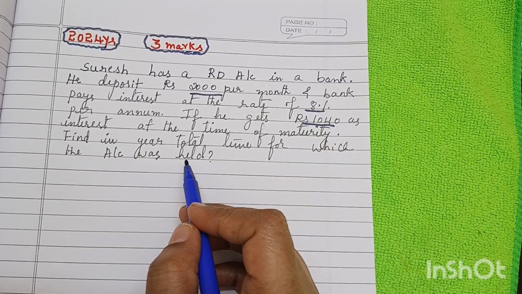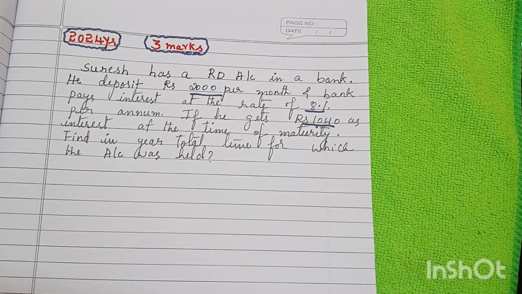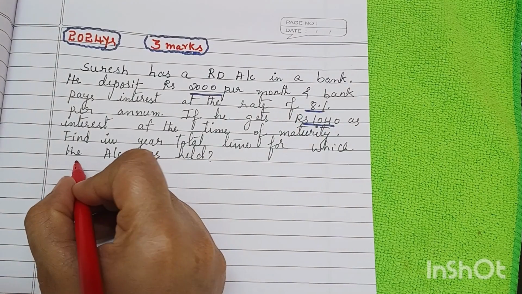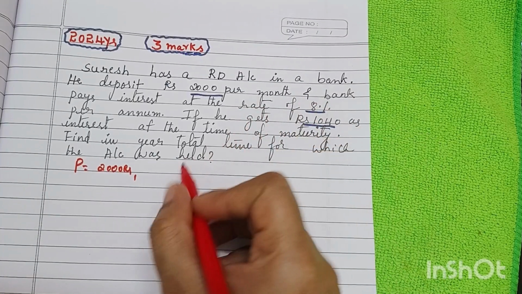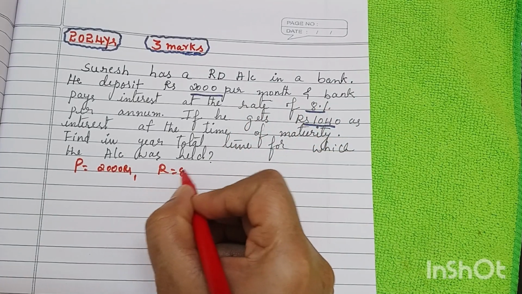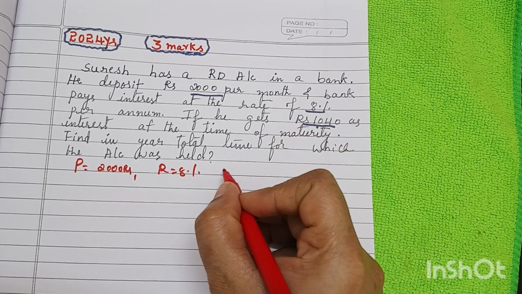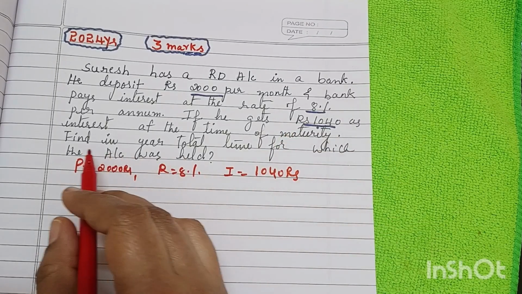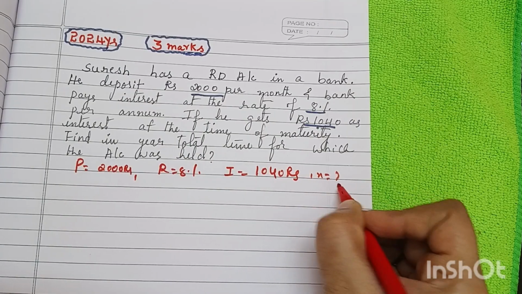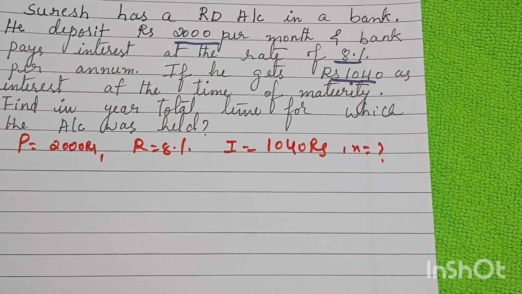So we have to find the number of years. The information given in the question is: principal P is 2000 rupees, rate of interest R is 8% per annum, and the interest amount I is 1040 rupees. We have to find n.